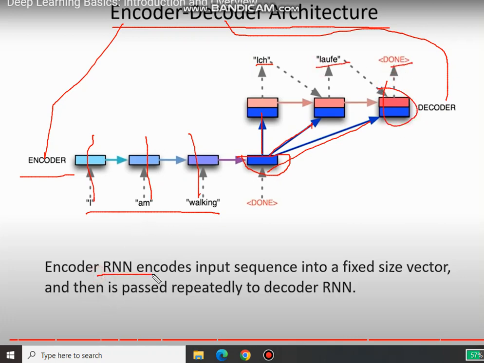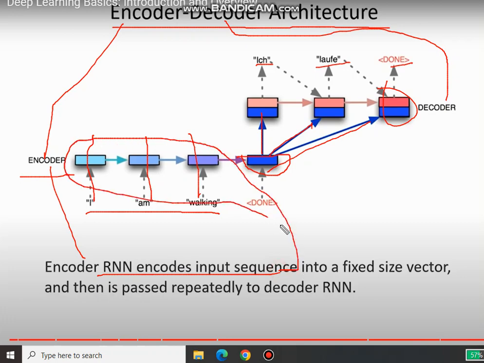Encoder RNN encodes input sequence into a fixed vector. Then passed repeatedly to the decoder RNN. These all are RNN.